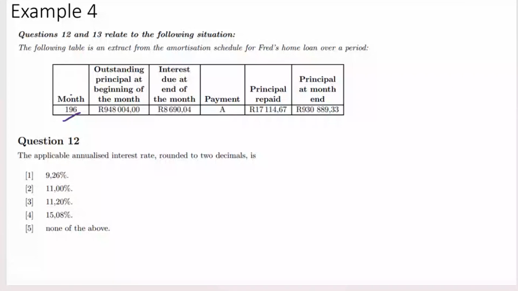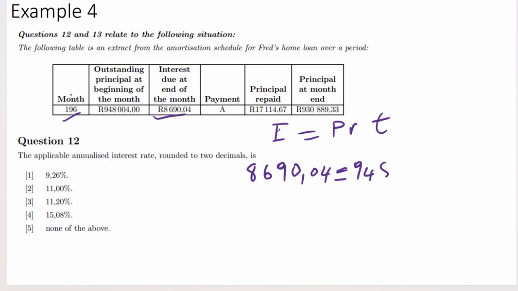So your interest formula is equal to PRT. So what is your interest? This is your interest, which is 8,690.04. What is your principal? Your principal is 948,004. Okay, what is your R? That's what you are looking for. What is your time? Your time is monthly.